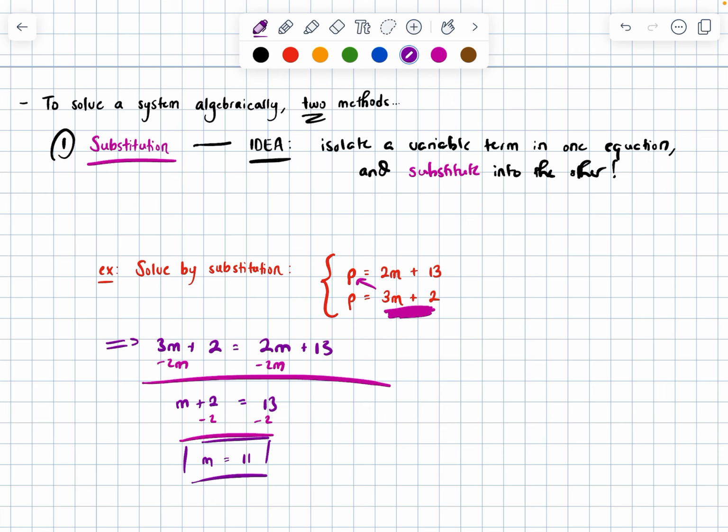So now I've got a value of m. I still need a value of p. Well, in order to do that, let's substitute. Doesn't matter which equation, maybe I'll substitute into the bottom equation. So I know that p is equal to 3m plus 2. So if I take the value of m and replace it with the 11 that I just found, that should be able to help me find the value of p. So from here, I get p is equal to 33 plus 2. 33 plus 2 is equal to 35.